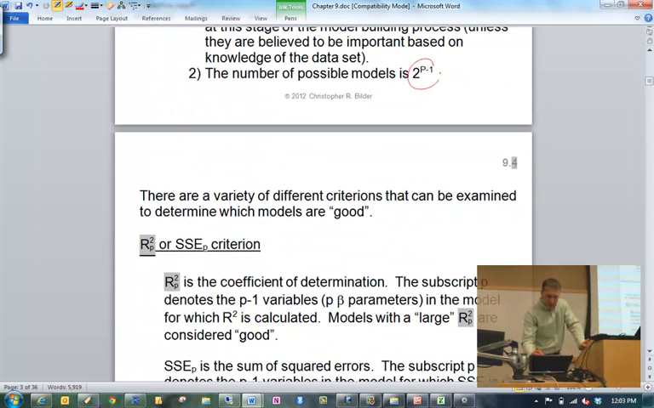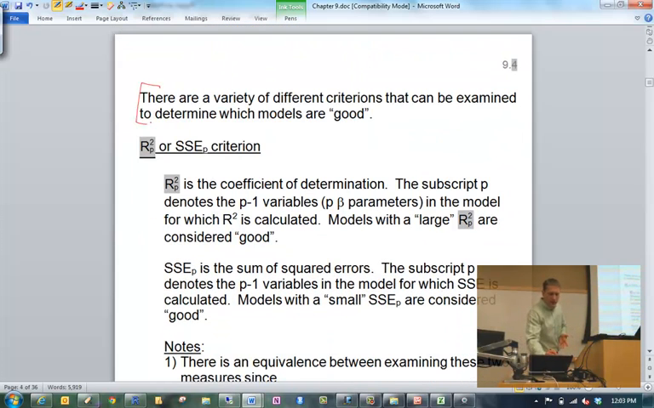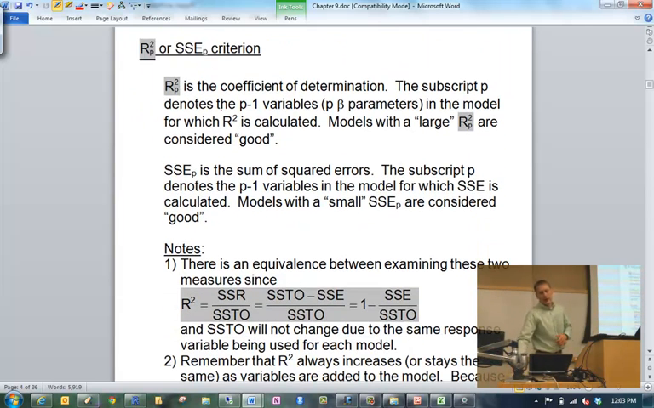The total number of possible models then will be 2 to the capital P minus 1. So in this case, capital P minus 1 is 3. So 2 to the third power is 8. Well, how do we make a judgment of, well, which models are good? Well, we can look at a number of different things.